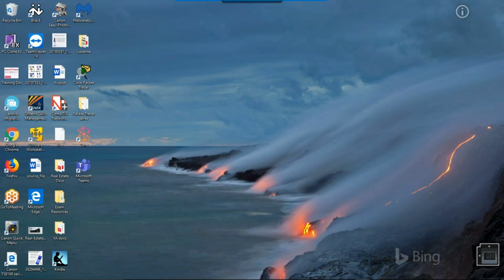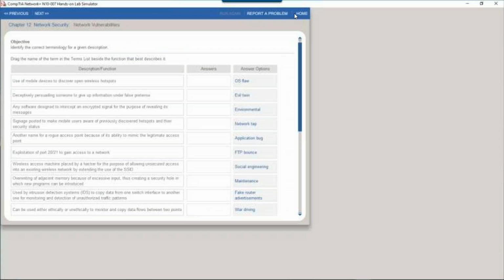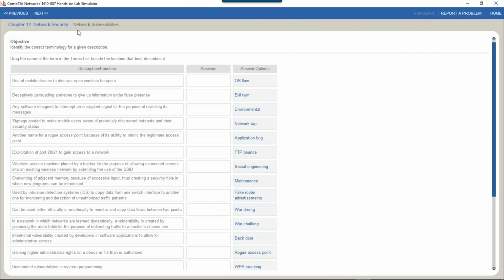So let's get out of here real quick. Do a network vulnerabilities activity. This is something that you're going to want to know for Security Plus. By the way, this is the Net Plus hands-on simulator that I am using here. This is a Pearson resource, and this is available through Pearson. I'll show you where you can find it towards the end of the session if you want to see it.